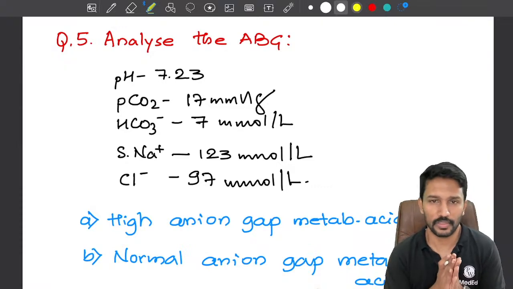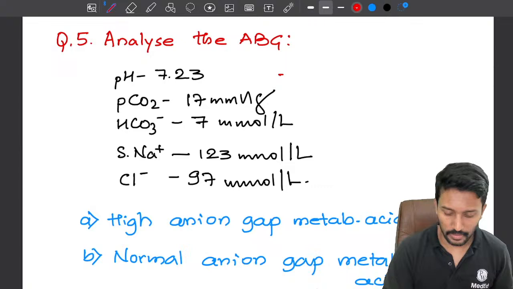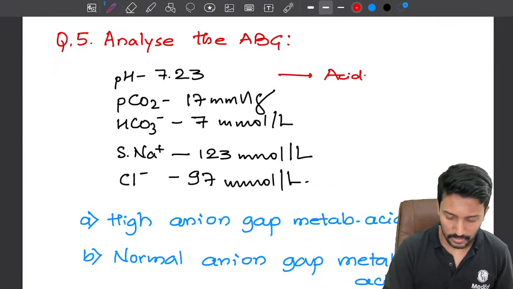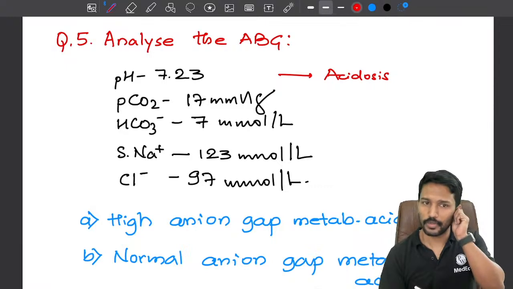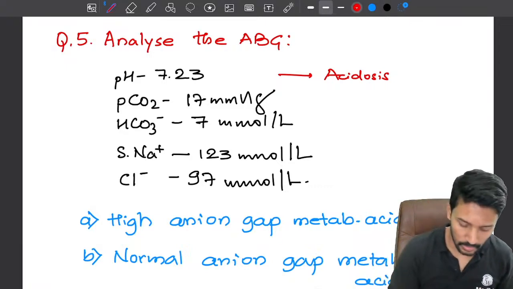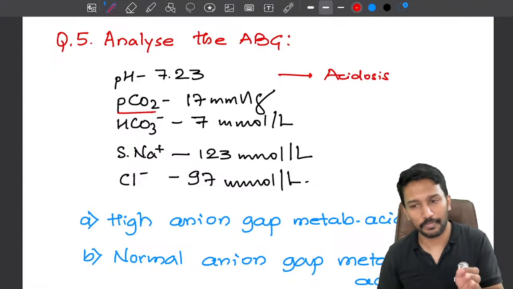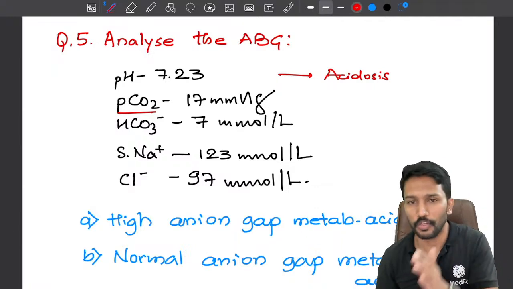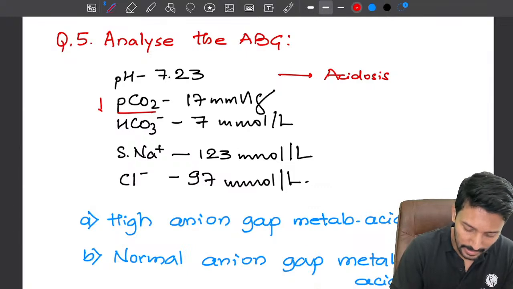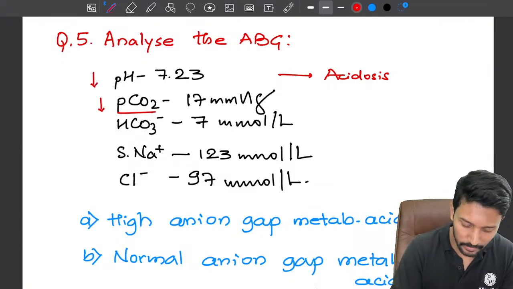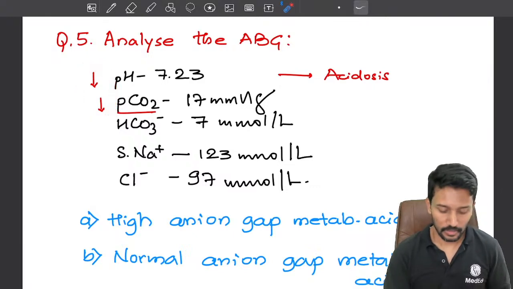pH is 7.23, right? So pH is less than 7.35, making it a case of acidosis. Now, if it is a case of acidosis, I have to decide whether it is respiratory or metabolic. For that, I have to look at the PaCO2. Normal PaCO2 is 35 to 45 millimeters of mercury. Here it is only 17, so that means it is decreased. pH less than 7.35 means it is decreased. Both are in the same direction, right?